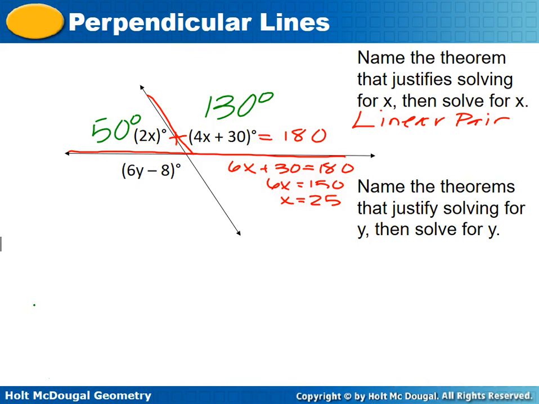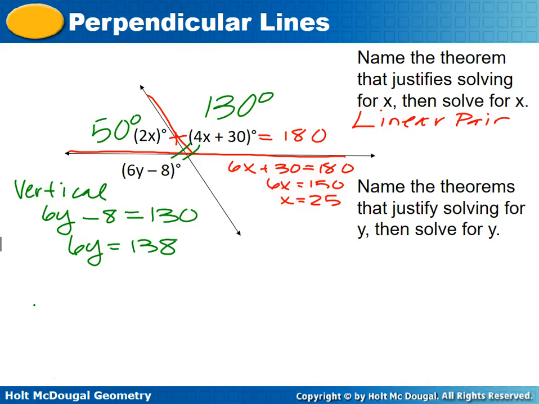So we could use the fact that these are equal here because they are vertical angles. So if we do that, then we would say 6y minus 8 equals 130. So 6y equals 138. So y equals 23.